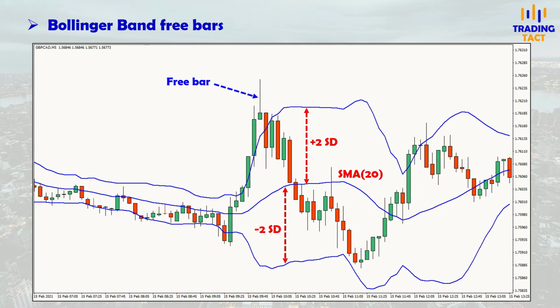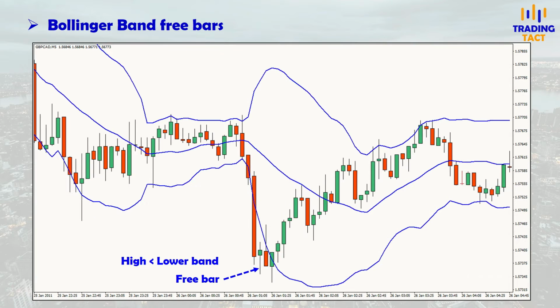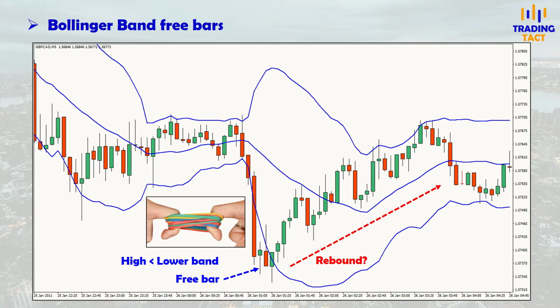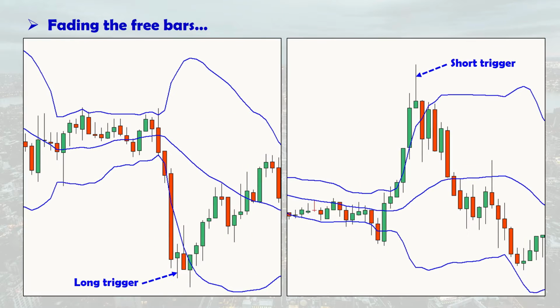A free bar occurs when you have a bar that is completely outside the Bollinger Bands. Mathematically speaking, the bar's low is above the upper band, or for the case of the lower band, the bar's high is below the lower band. Since the entire bar, not just its close, has extended beyond the bands, a prompt rebound is likely to follow, much like a stretched rubber band snapping back into place. It therefore makes sense to fade these temporary overextensions, by going long when there's a free bar below the lower band, and short when there's a free bar above the upper band.